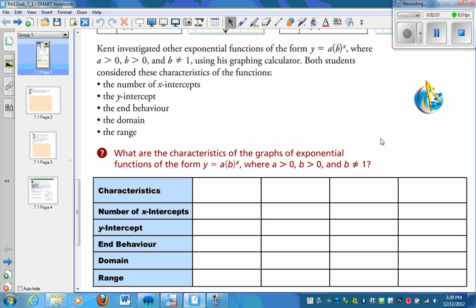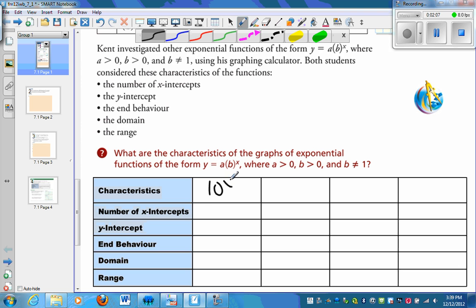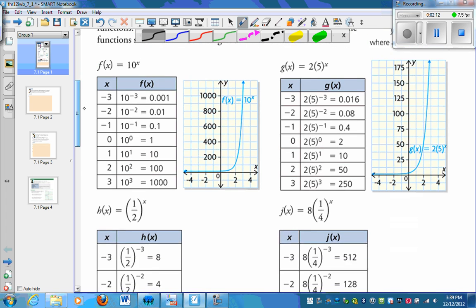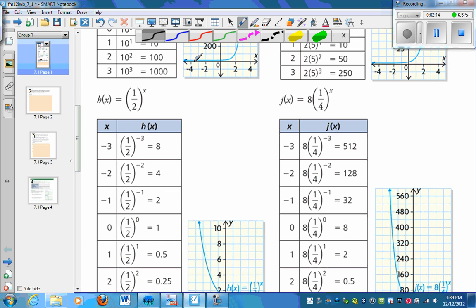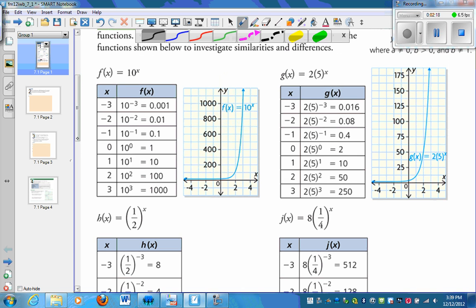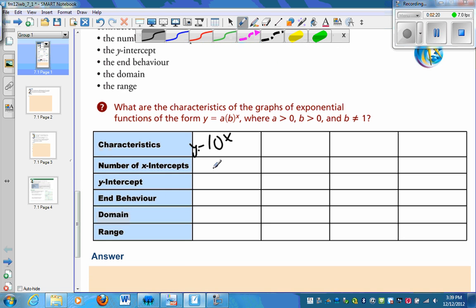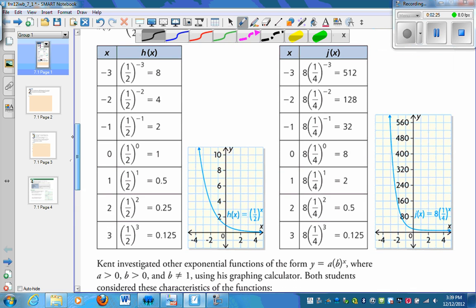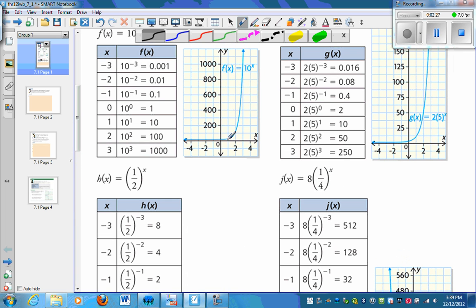Okay, so now we're going to write down the characteristics of these things and see if we can see any trends. The first one we looked at is y equals 10 to the x. So let's look at the x-intercepts. It looks like it has exactly 0, like it's really, really close to. I don't think there's any way that we can get an x-intercept of 0. So none. The y-intercept, ooh, there it is. Is it 1?